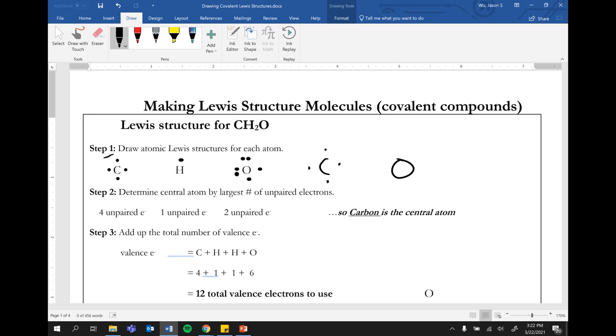So for example, oxygen will have 1, 2, 3, 4, and then I'm going to start pairing them up, 5, 6. That's how I draw them, 1 on each side. And I go around and pair them up. And the atom with the largest number of unpaired electrons, which is just single electrons, that's the central atom. And in this case, that is carbon.